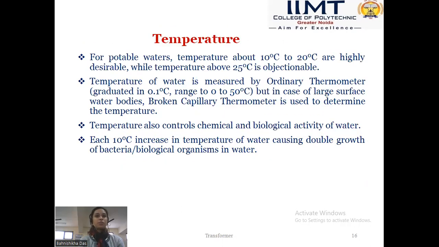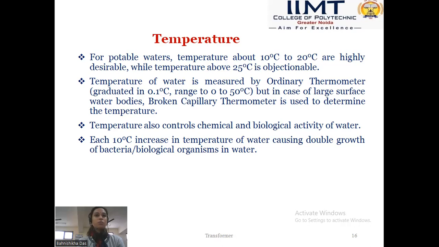The next physical parameter is temperature. For potable water, the temperature should be around 10 to 20 degrees centigrade. If it is more than 25 degrees centigrade, then it becomes objectionable, because if there is higher temperature in the water, then the chemical and biological activity within the water increases. It is said that with every 10-degree increase in temperature, the growth of bacteria and other microorganisms in the water doubles. So higher temperature is generally avoided.